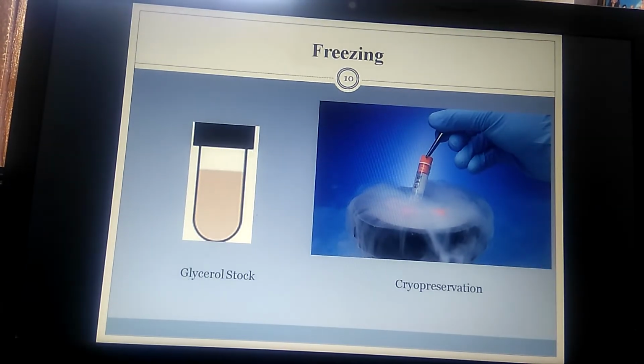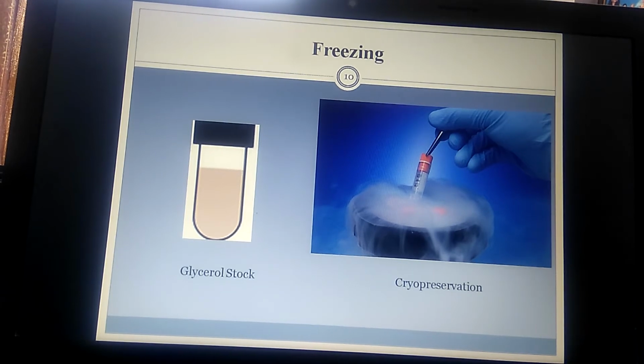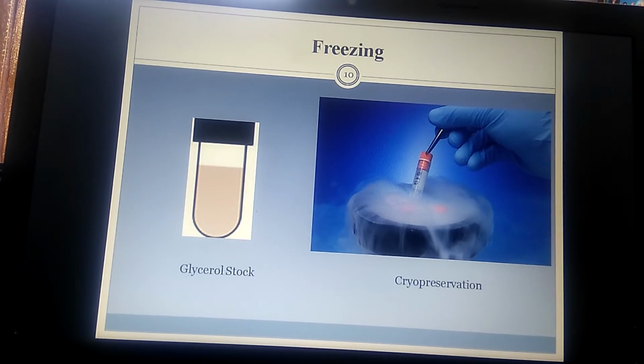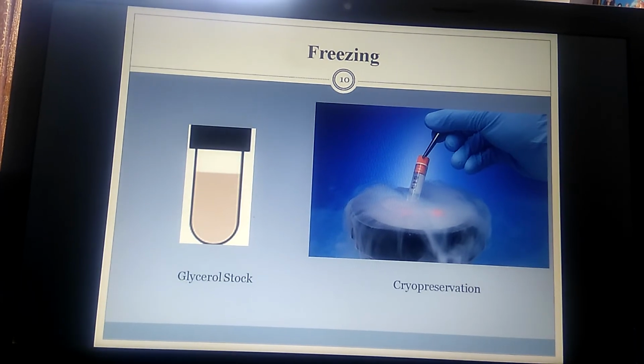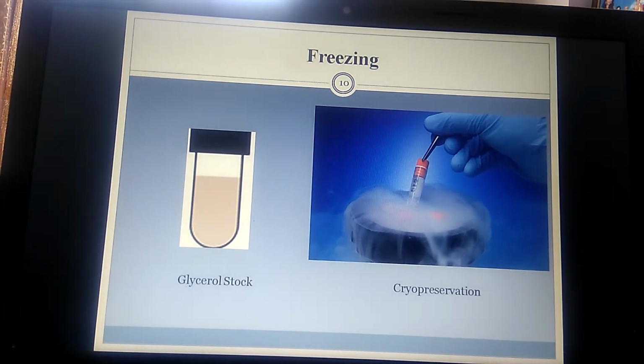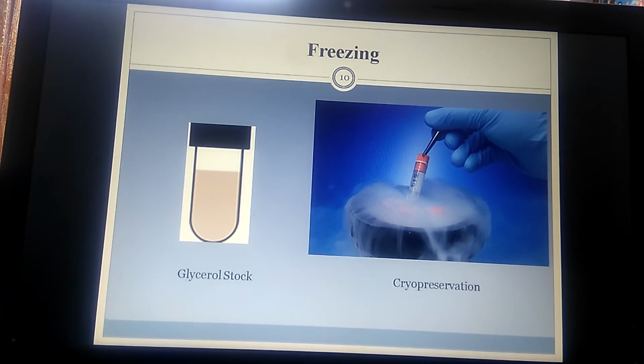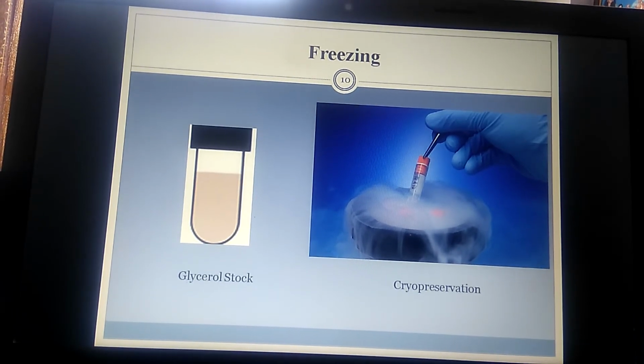Then there is something called freezing. So this freezing is a common technique again. The colder the temperature, the longer the viability of the cells. So this is the principle of the freezing. We have already studied the temperature as a factor for bacterial growth. We know bacteria require their own temperature for growth.